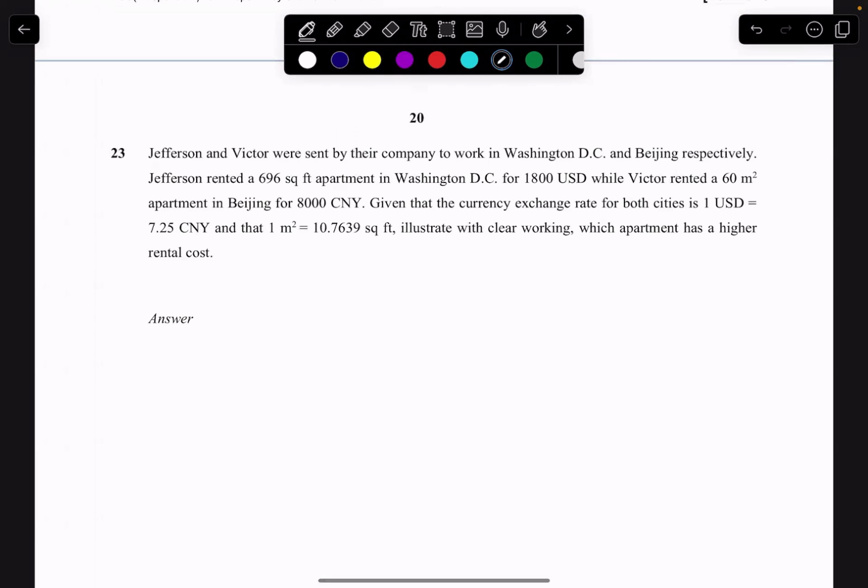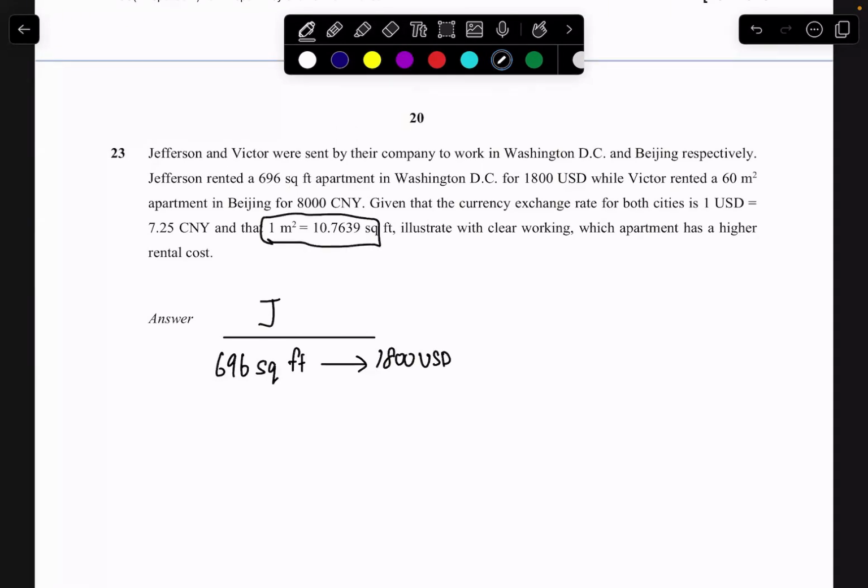So we convert everything to the same unit first. Let's go with Jefferson first: 696 square feet for 1,800 USD. Let's convert that first. 1 square meter is 10.7639 square feet, so let's change the square feet into square meters. That means I need to divide by that amount. So 696 divided by 10.7639, I'll get 64.660 square meters.